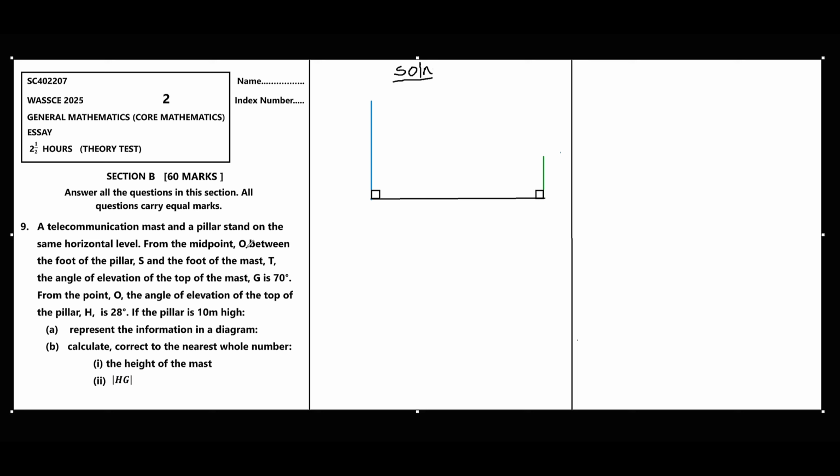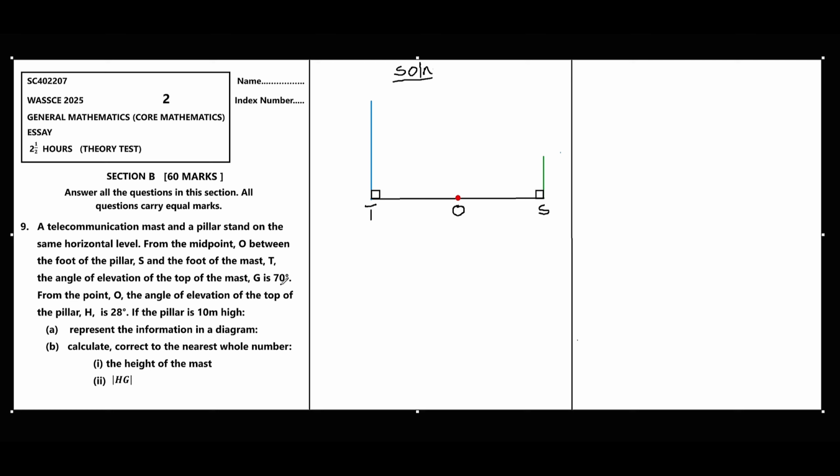Now from the midpoint O, remember the midpoint O is between the foot of the pillar S and the foot of the mast T. So this is the foot of the pillar S. We also have the foot of the mast T. We are going to measure the angle of elevation of the top of the mast. So this is the top of the mast labeled as G.